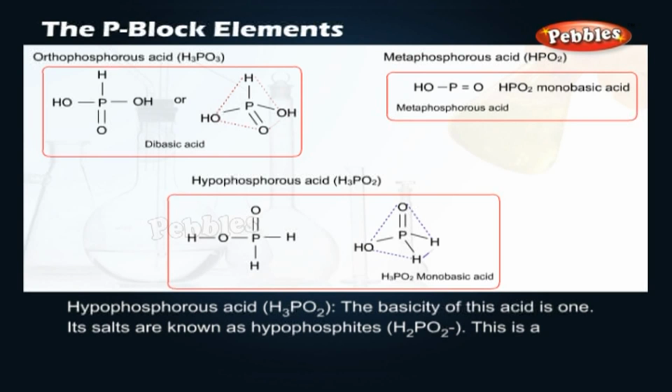Hypophosphorous acid, H3PO2. The basicity of this acid is 1. Its salts are known as hypophosphites, H2PO2^-. This is a colorless acid.